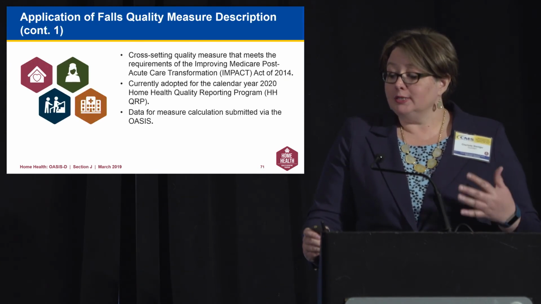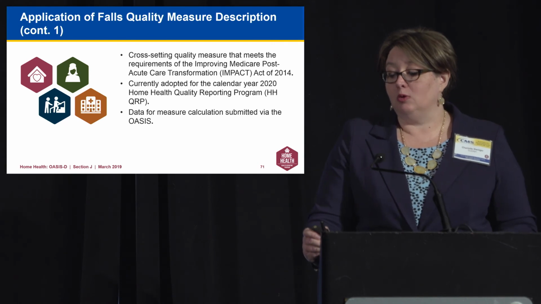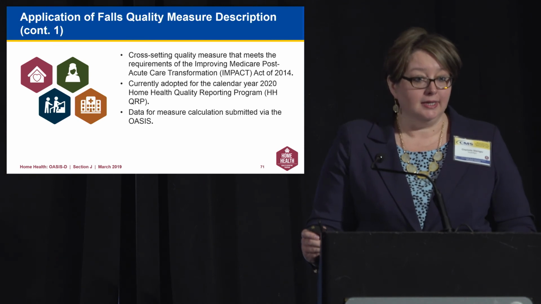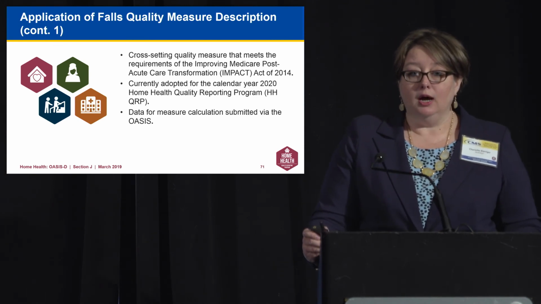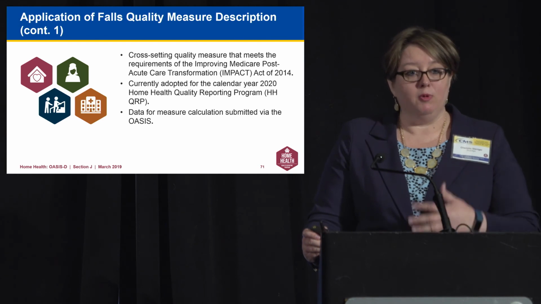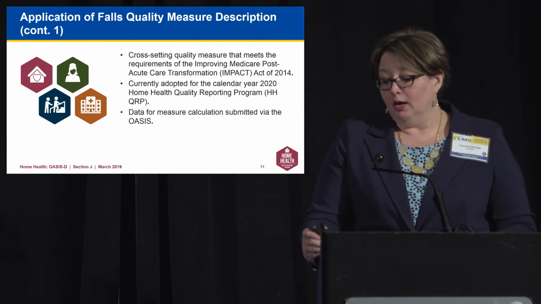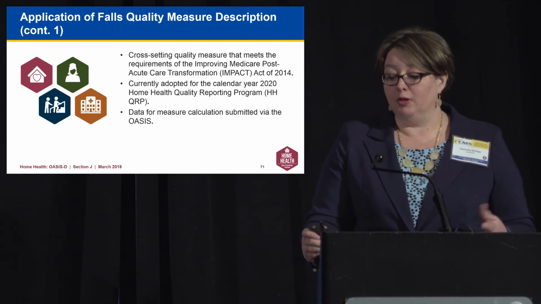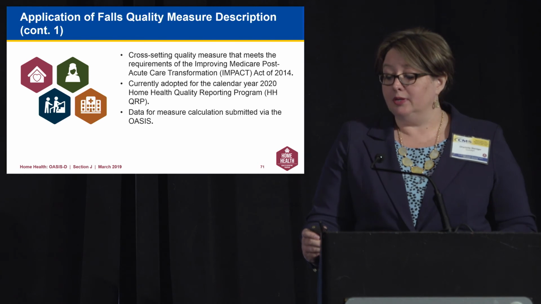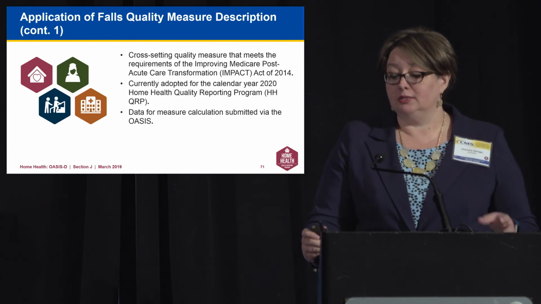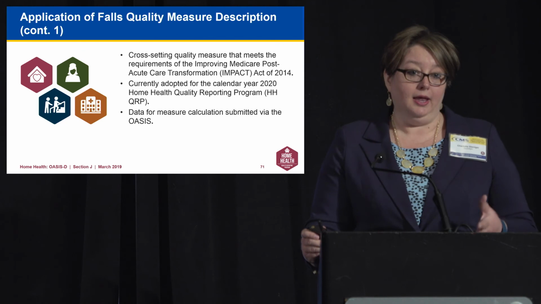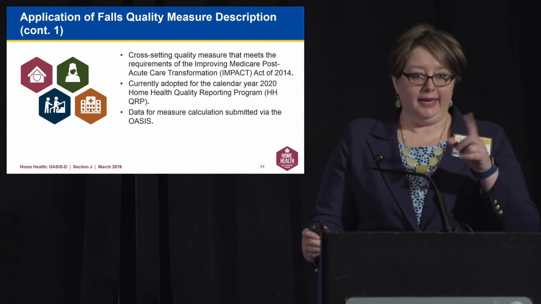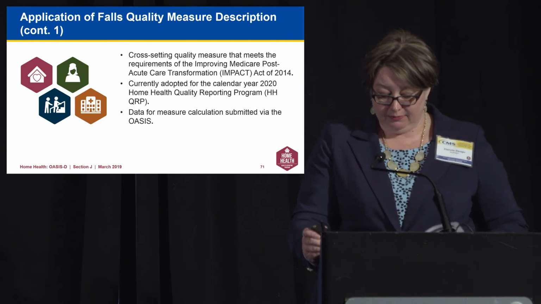So to go on, this is a cross-setting quality measure that meets the requirement of the IMPACT Act of 2014. You heard Kathy talk a little bit about that IMPACT Act in the overview presentation. This is the reason this exists, right? We want to meet that requirement. It's currently adopted for calendar year 2020 for the HHQRP, the Home Health Quality Reporting Program, and the data for this measure calculation is submitted via the OASIS. So we are going to be looking at all your OASIS to determine how that measure will be calculated. I'm going to get into that in just a minute.